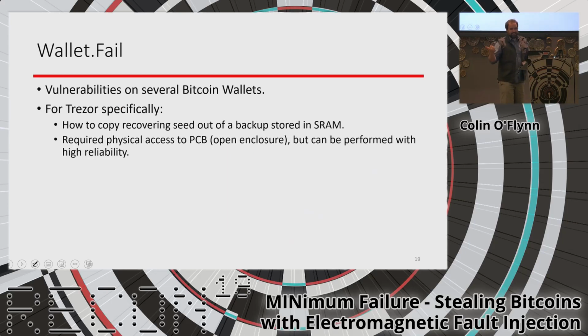And so their talk, I'm going to summarize now to set the mood. It had vulnerabilities on several Bitcoin wallets, so not just one wallet like I'm doing. For the Trezor specifically, as you'll find out, you needed physical access to the PCB. I showed you there, you could open it pretty easily. And once you had that physical access, it was performed with pretty high reliability.